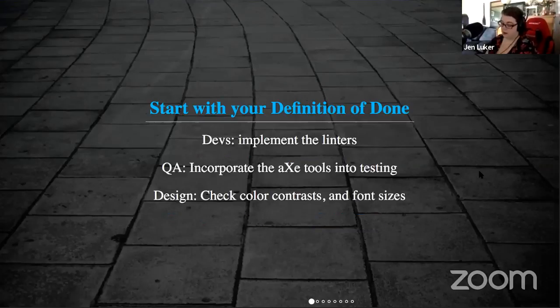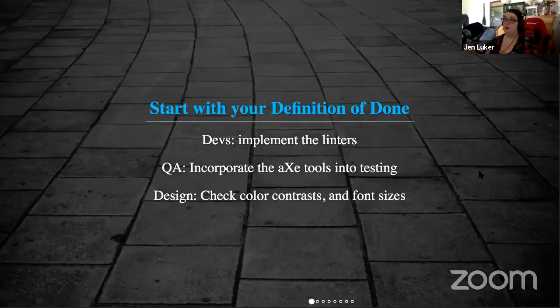So when you're getting started, the thing that I recommend is starting with your definition of done with your projects. If you as a dev have started to implement the linters and you've got Axe-core, you can test your own items and refuse to pass it on to QA until those are passing. That gives you as a developer a comfortable understanding that you've done everything that you can do before you pass it on.